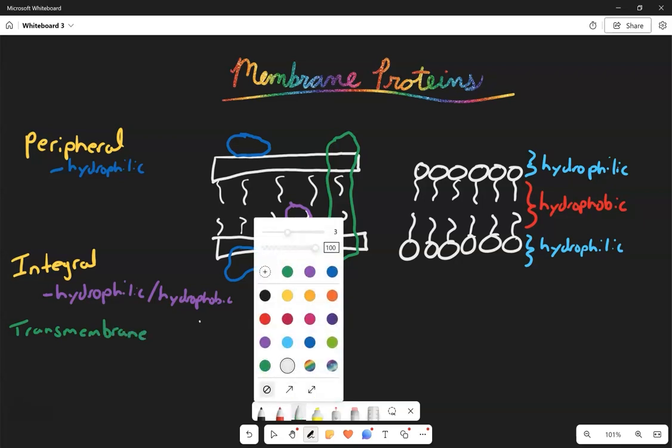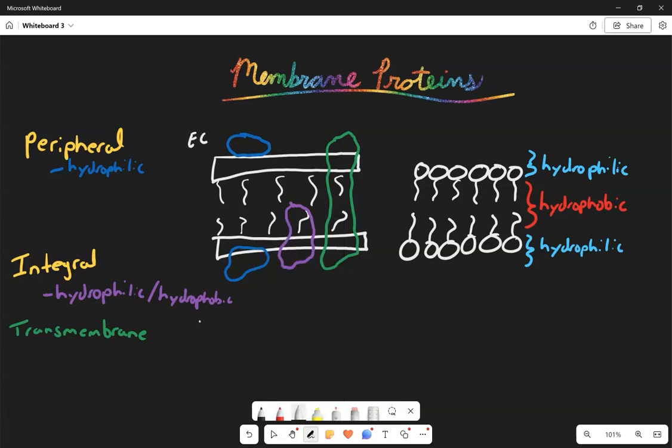If we consider this out here our extracellular side, and this here our intracellular side, notice that it is exposed to the extracellular environment and the intracellular environment. So it spans the entire membrane, so it's a transmembrane protein. So it is going to have hydrophilic regions, and it's going to have a hydrophobic region as well. Okay? And so these proteins will be incredibly important for understanding membrane dynamics.